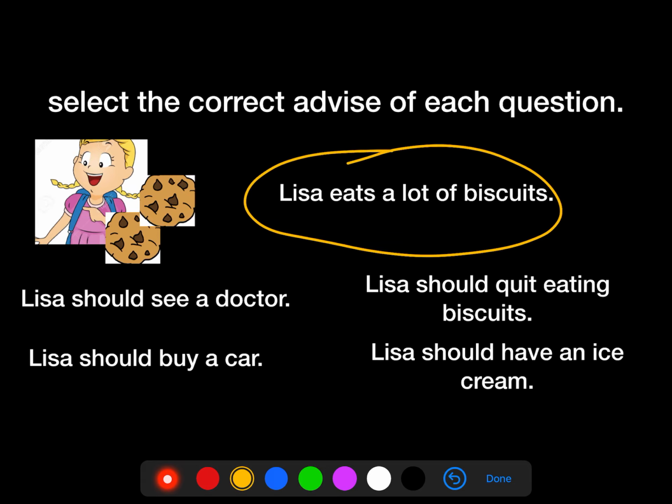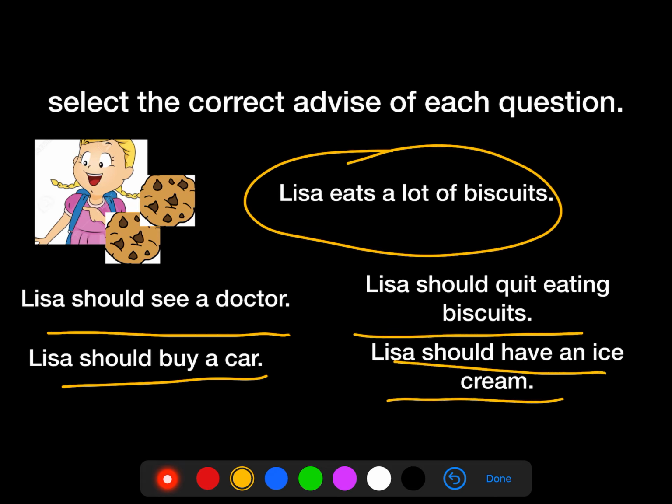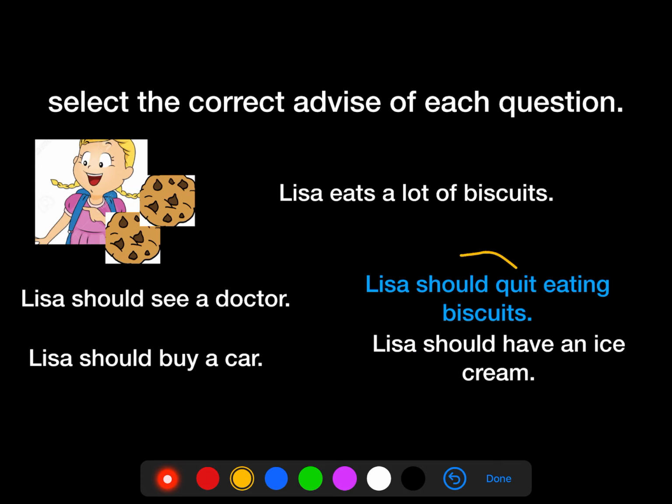Lisa eats a lot of biscuits. So which is the correct advice for this sentence? Lisa eats a lot of biscuits. Lisa should see a doctor. Lisa should buy a car. Lisa should quit eating biscuits. Lisa should have an ice cream. So the answer is Lisa should quit eating biscuits.